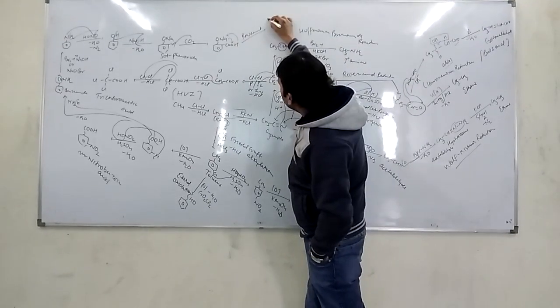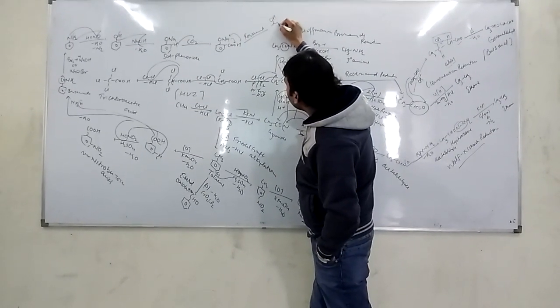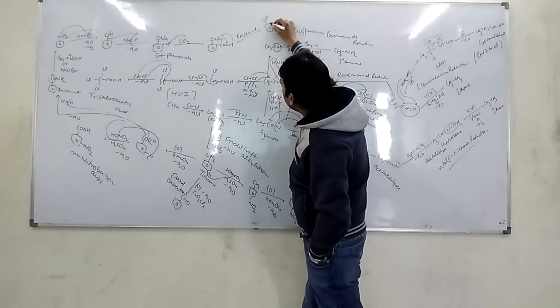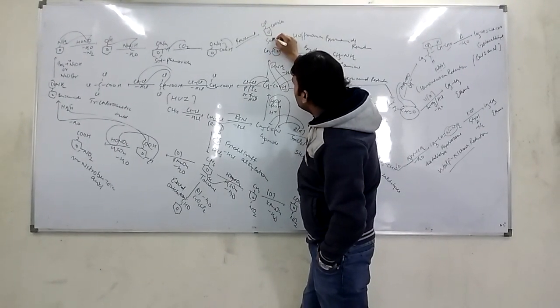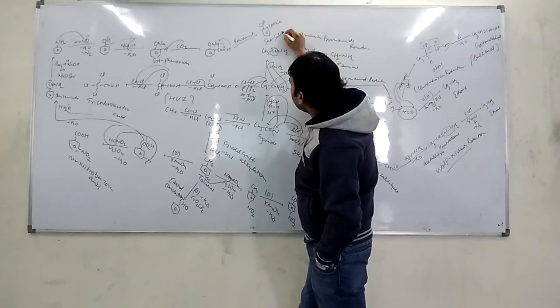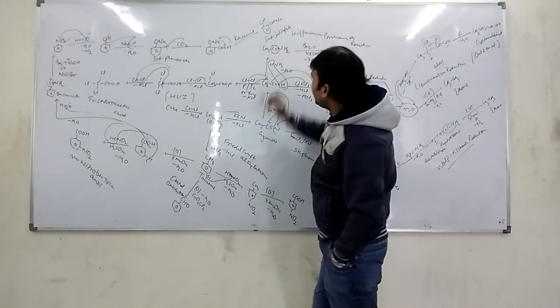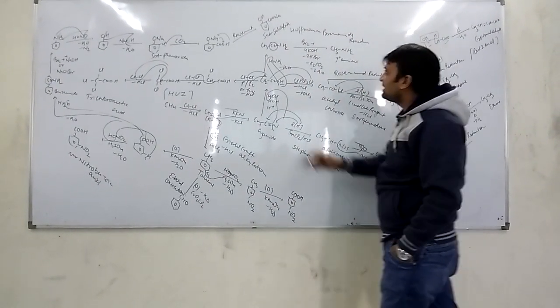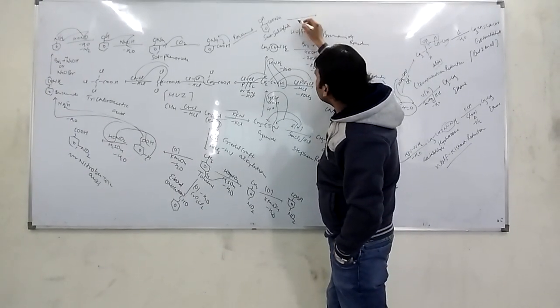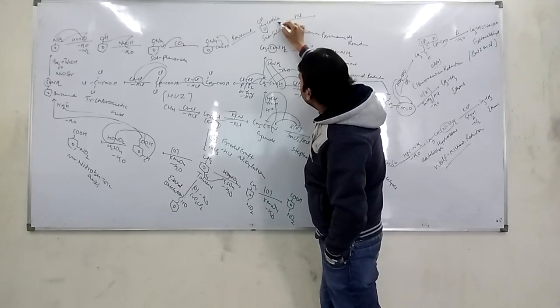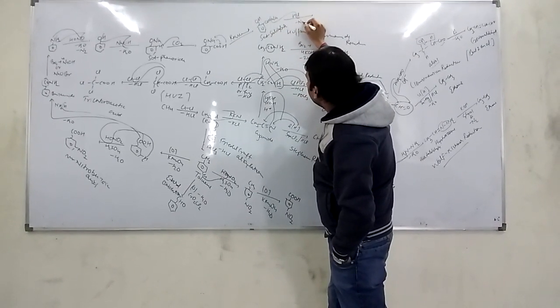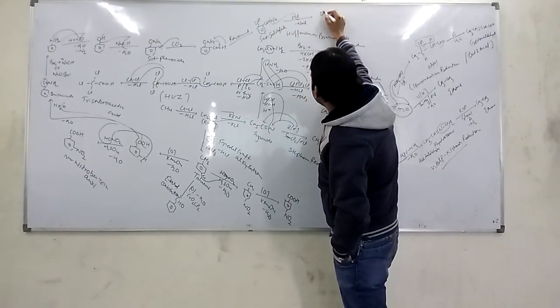H occupies the position of Na. This is OH and Na occupies the position of H. That is COONa. You know, this compound is known as sodium salicylate. If this sodium salicylate is reacted with HCl or any acid, there is the loss of NaCl. You can see this is the loss of NaCl.